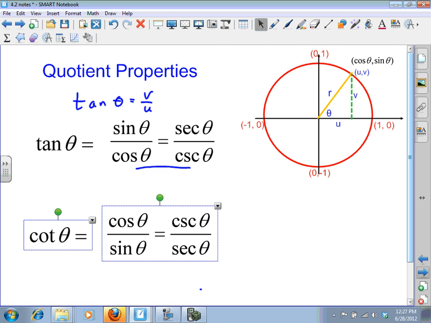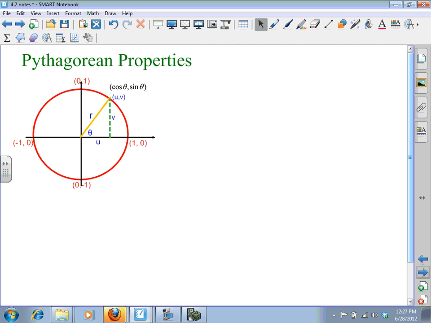Moving on, here's the third important one, and this one might not be as obvious, but it's really important. These are called Pythagorean properties. So in this picture, I've got a right triangle, this reference triangle here. And this is a unit circle, so r is equal to 1. But in general, I could say u squared plus v squared is equal to r squared, but r squared in this particular case is equal to 1, so I'm going to replace that.